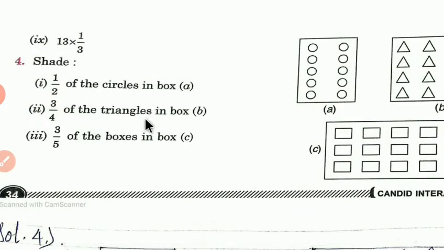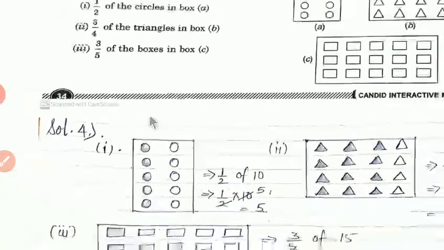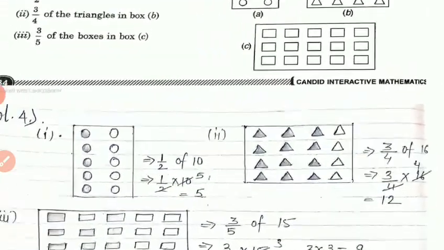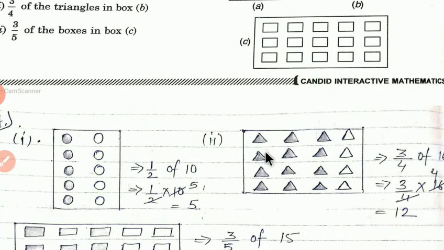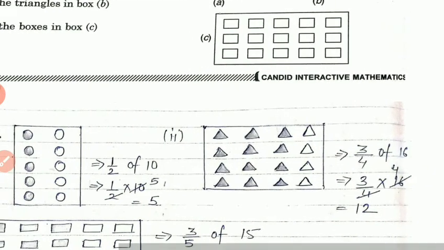Second one, 3 by 4 of the triangles. 3 by 4 of the triangles means how many triangles are there in total? 1, 2, 3, 4, 5, 6, 7, 8, 9, 10, 11, 12, 13, 14, 15, 16. Means 3 by 4 of 16 triangles. So multiply by 16. So 4 ones are 4, 4 fours are 16. It means 3 into 4 is equal to 12. So out of 16, how many triangles do we have to shade? 12. So these 12 we have to shade.